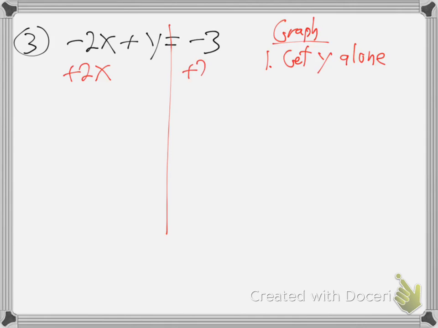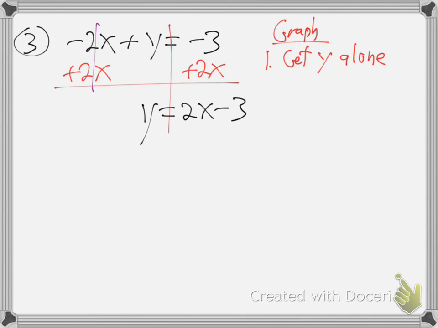And whatever you do to one side, you have no choice but to do the same thing to the other. Is that good? To there, and then that cancels. And so we get y equals 2x minus 3. Is that good? We can't subtract those or anything because these are unlike terms. So now we can graph. Y is alone. We can graph. Let's go to the graph.